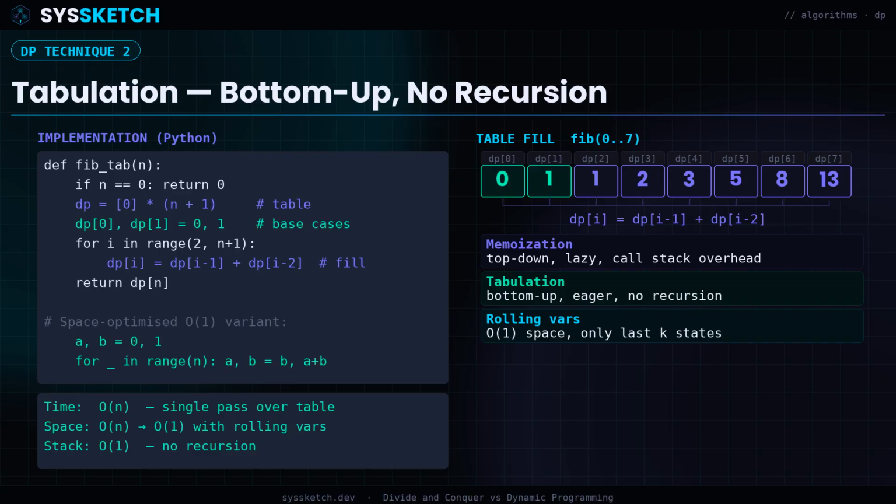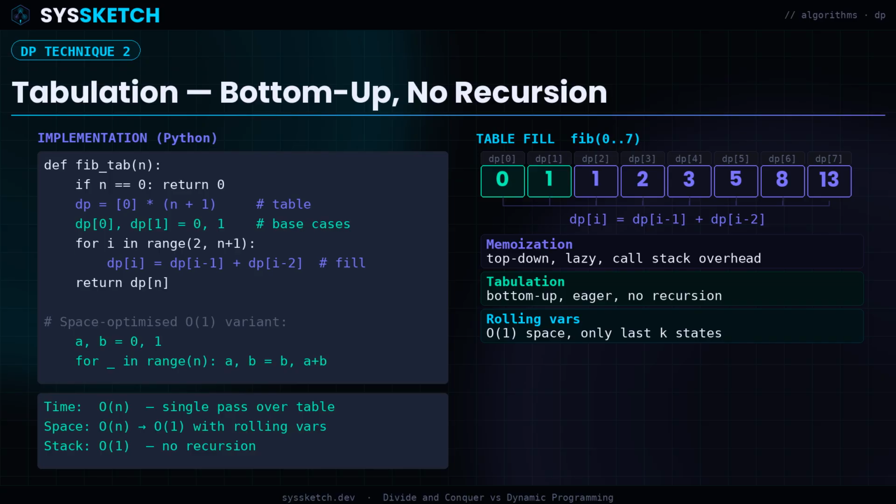The recurrence dp of i equals dp of i minus 1 plus dp of i minus 2 is made concrete as a table entry. You can even eliminate the full table entirely and keep only 2 rolling scalar variables, reducing space from O of n down to O of 1. Bottom-up is typically faster in practice because of better CPU cache locality and the complete absence of function call overhead. Putting both strategies side by side with concrete complexity numbers reveals the full picture.